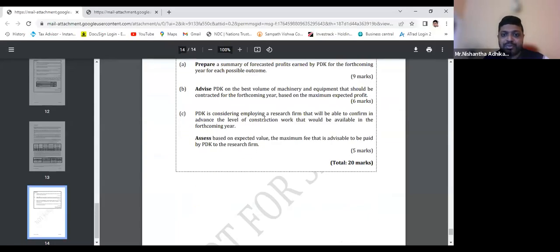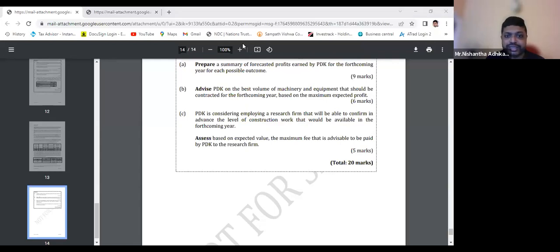Last one. PDK is considering employing a research firm that will be able to confirm in advance the level of construction work that could be available in the forthcoming year. Assess based on the expected value the maximum fee that is advisable to pay by PDK to the research firm. This is in reference to the value of perfect information.